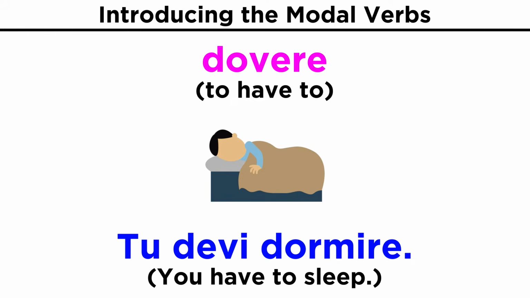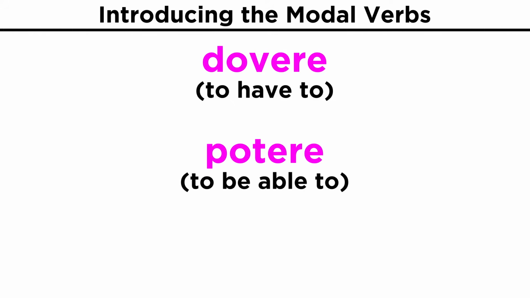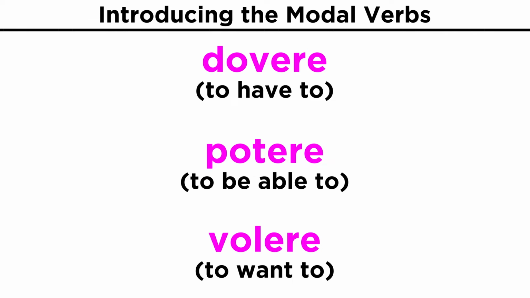This represents the idea of necessity, as in I must or I have to. There is also potere, which represents the idea of ability, as in I am able to or I can. Lastly, there is volere, which represents the idea of will, as in I want to. These verbs are all highly irregular and must be memorized, so let's go through the forms for all three.